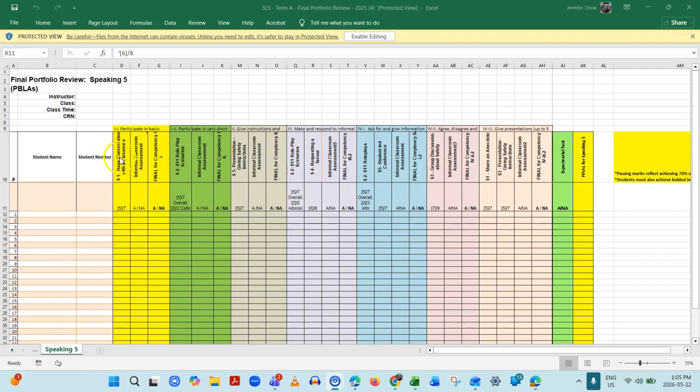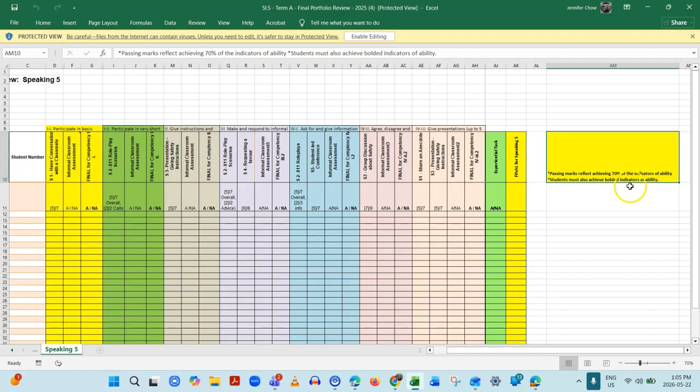So if we take a look at the FPR, and this is speaking, we can look at one of the PBLAs. This is "Have a conversation with a classmate." You can't see the raw score here, but you can see the number of indicators of ability. For this PBLA, there are 7 indicators of ability, and students must achieve 5 out of 7. They must also, if you look here, achieve the bolded indicators of ability. So let's take a look at the tool.